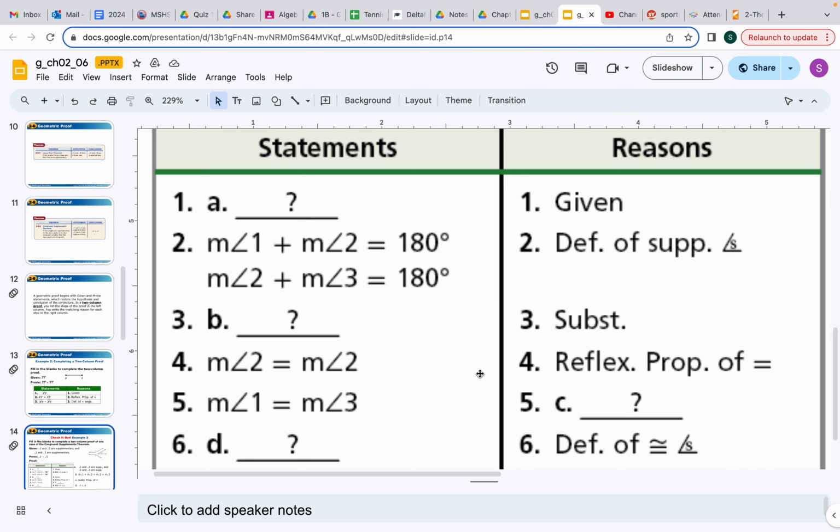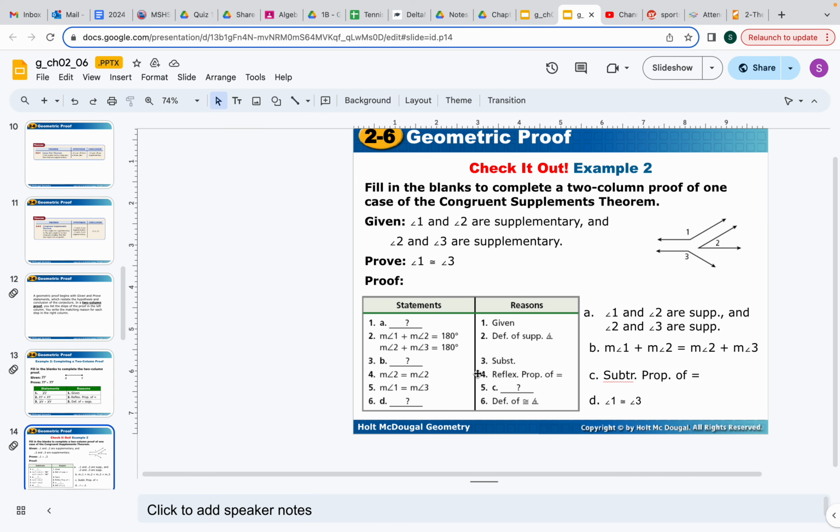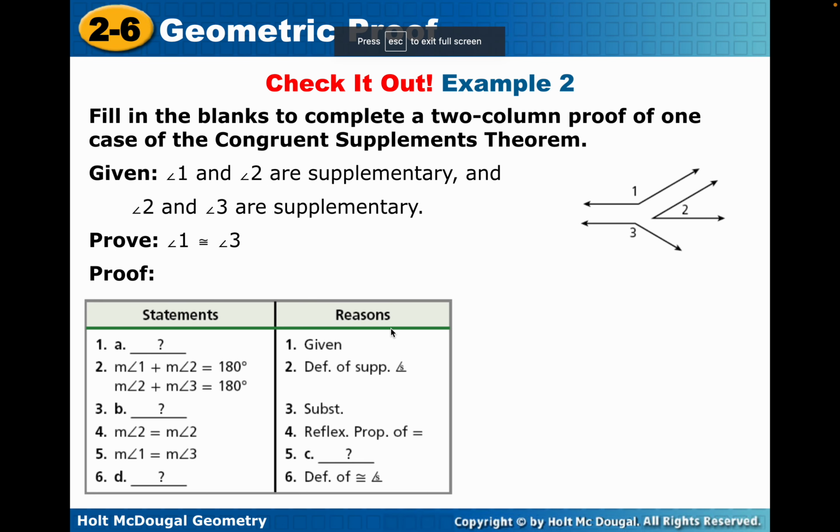All right, so go ahead and get all that written down. See if you can figure out what to do. All right, now try to figure them out. If you don't get A and D, I'll be disappointed.